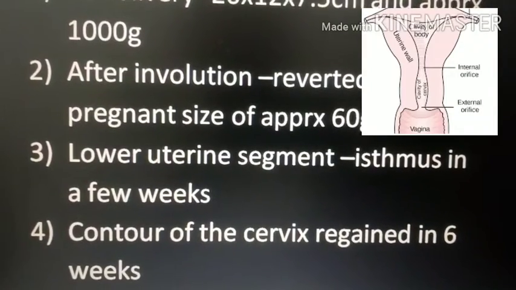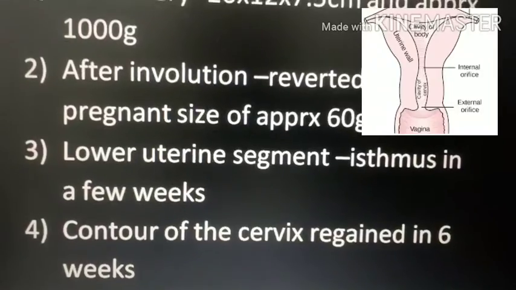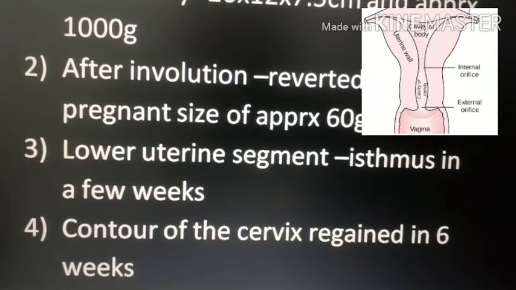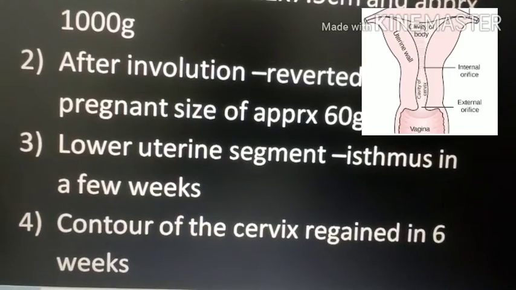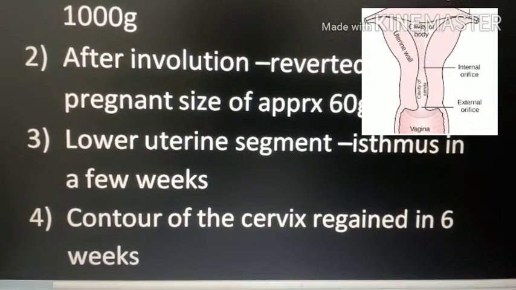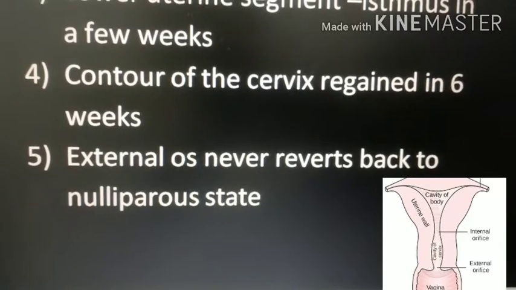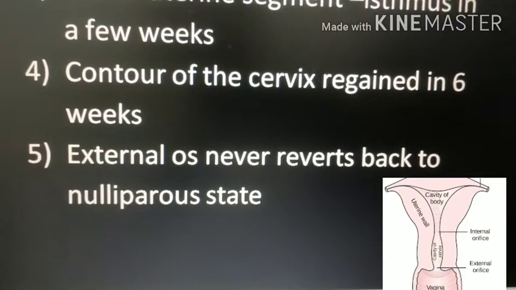Lower uterine segment and isthmus revert in a few weeks. Isthmus is the part between the body of the uterus and the internal os of the cervix. The contour of the cervix will be regained in 6 weeks, and the external os will never revert back to its nulliparous state.